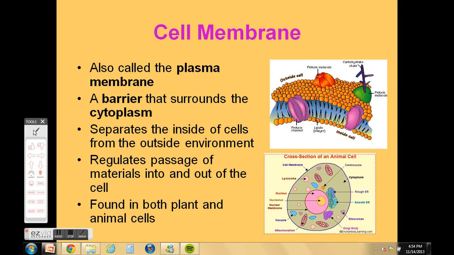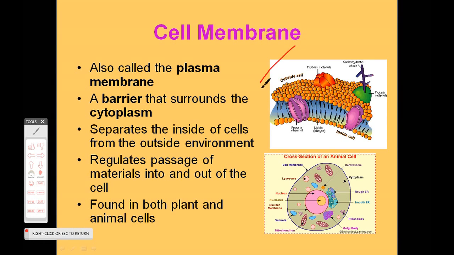So over here, if I can get my drawing tool up, we have the fluid mosaic model. This model here is really just a cross section of the cell. You can see within it we have these little channel proteins that are going to allow materials in and out of the cell. And within it we have this phospholipid bilayer, which we have talked about, that hydrophobic area. And this is what is going to, again, regulate the passage of materials in and out of the cell. So quite an important bit that we have here.